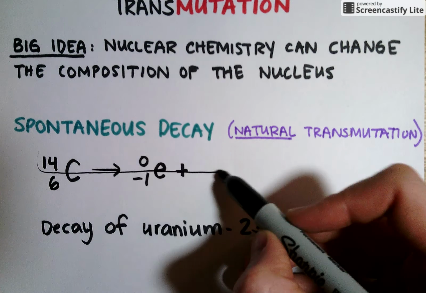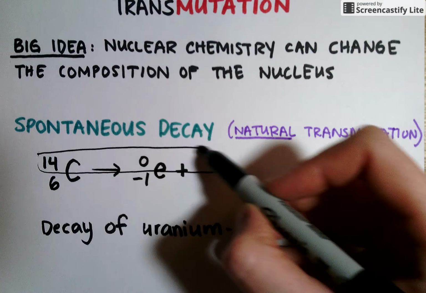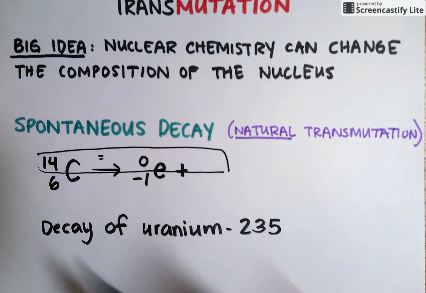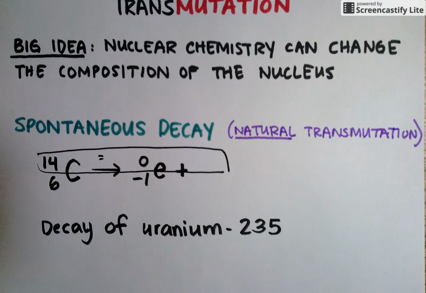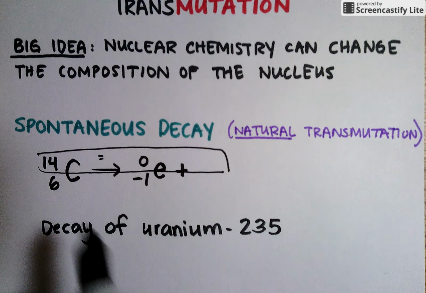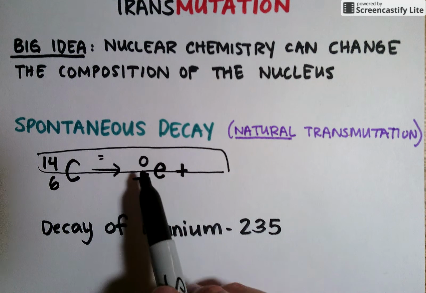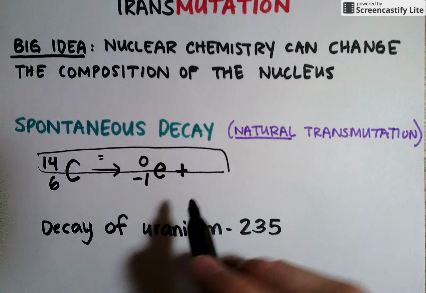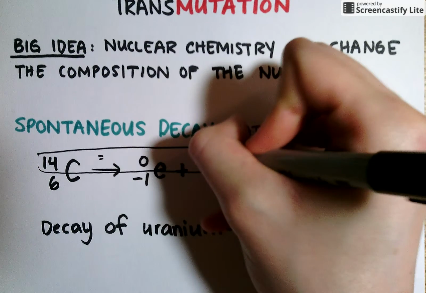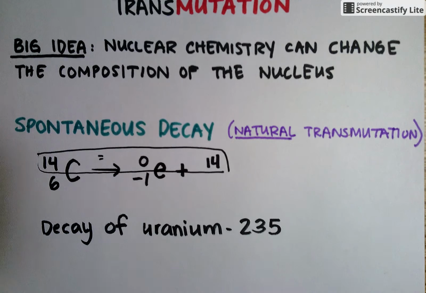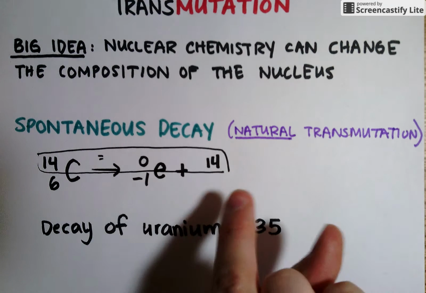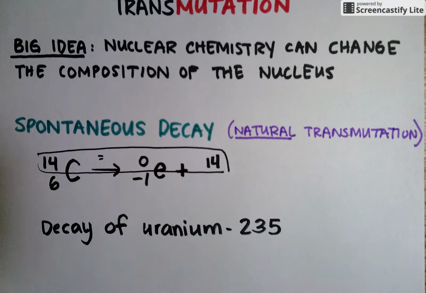And to finish off this equation, all we need to do is note that all these numbers up top need to be equal on the left-hand side of the equation and on the right-hand side of the equation. So right now, 14 is not equal to 0, so we need to add in a number that's going to make that a true mathematical statement. And that number should be 14. We've actually got no change in mass over this natural transmutation reaction.